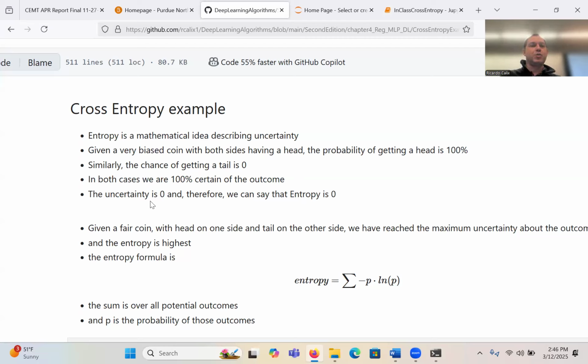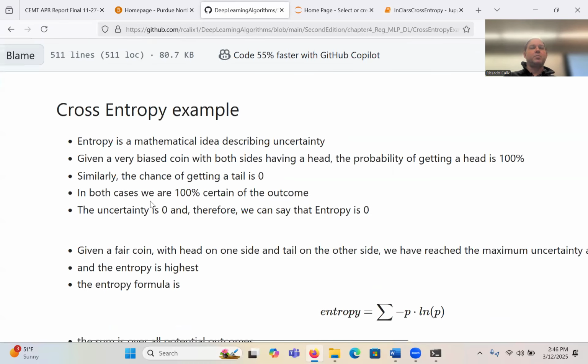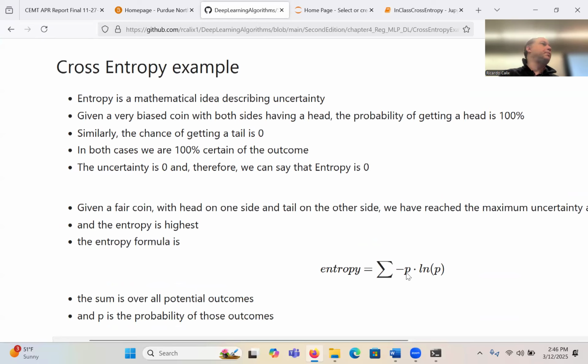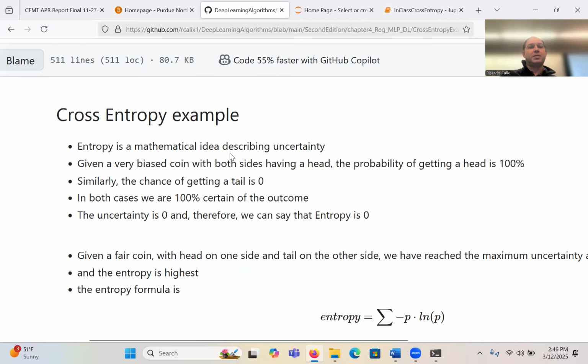All right, so let's describe this. So cross entropy is the topic, but entropy is the original concept proposed by Claude Shannon. It is a mathematical idea describing uncertainty. Okay, so you have essentially a formula for it, where P indicates the probability of something, and this is the logarithm of scale 2 of something. So we'll take a look at that. So entropy is a mathematical idea describing uncertainty. So we're going to look at flipping a coin first.